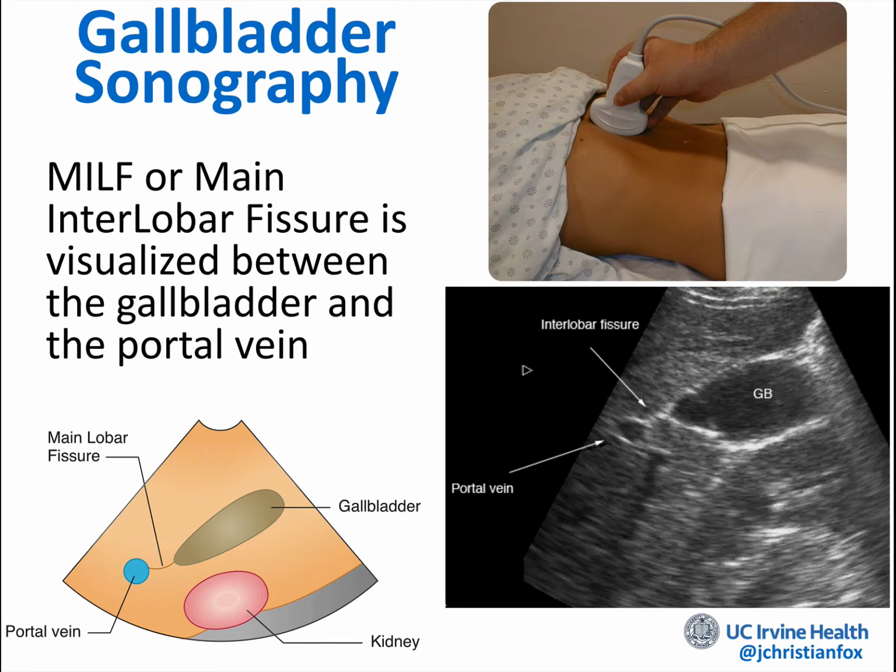Here is an example here of the main interlobar fissure. This main interlobar fissure, where the right and left lobes of the liver come together, and the gallbladder sits in that fossa. And so it's one of those things that kind of helps act as a landmark. So my portal vein is here, my main interlobar fissure is here, neck of my gallbladder is here. Main interlobar portal vein is here, main interlobar fissure, neck of the gallbladder.